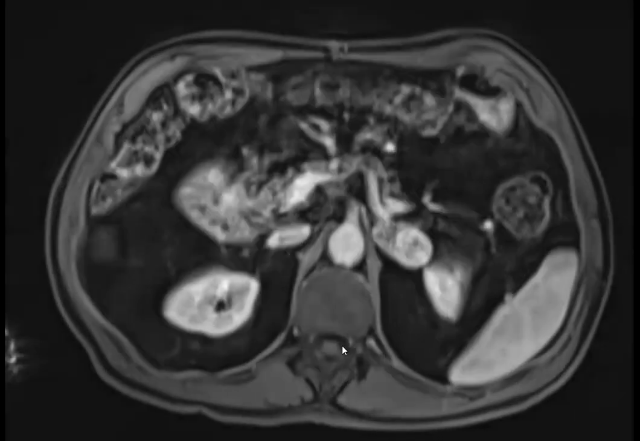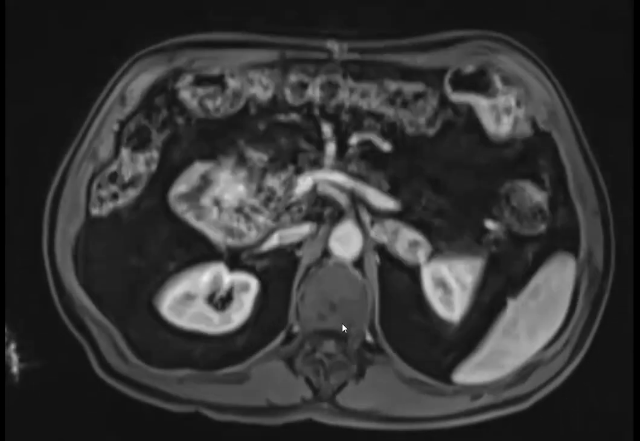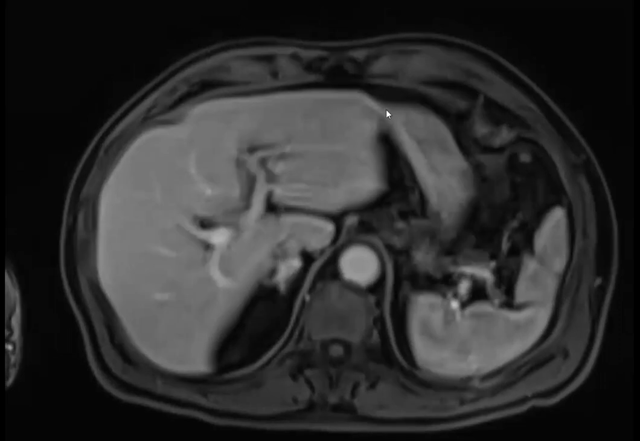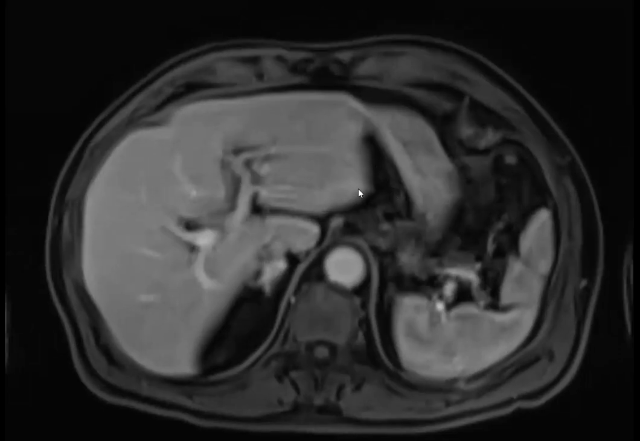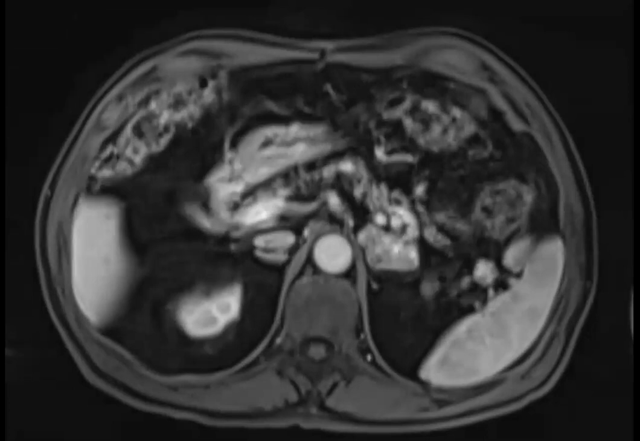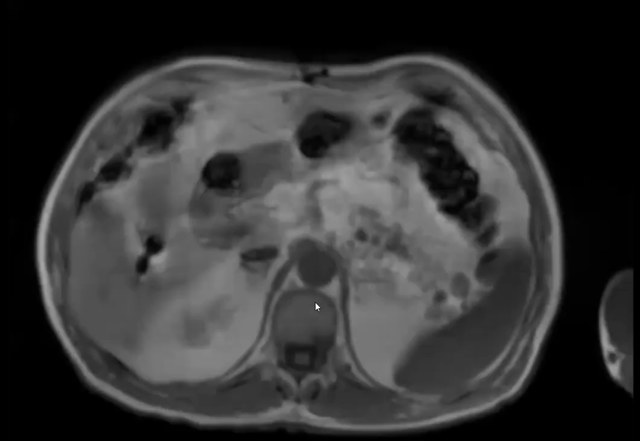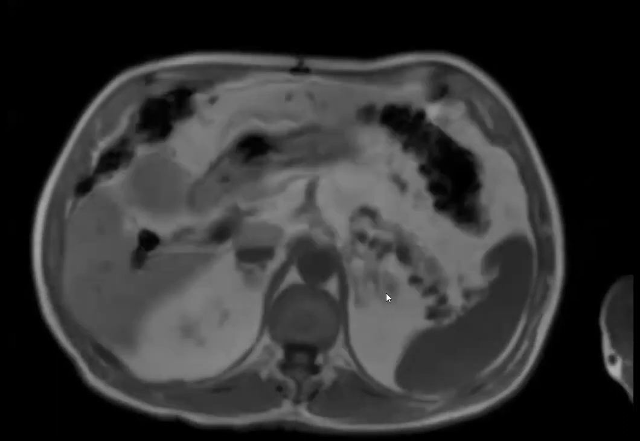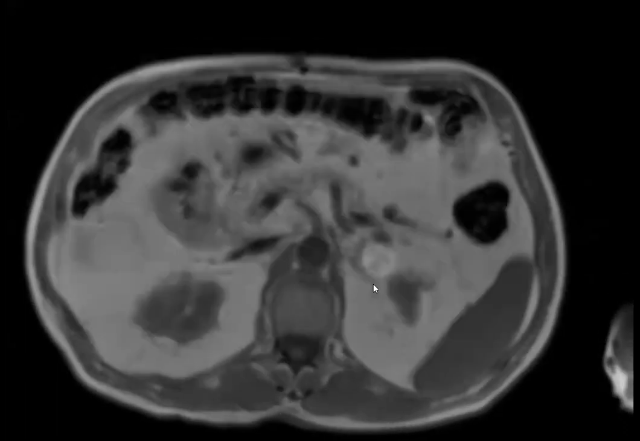What's the next sequence you want me to show you? Do we have any chemical shift sequences? Yep. Let's see. So in phase, I'll just show you these adrenal ones. Out of phase here.